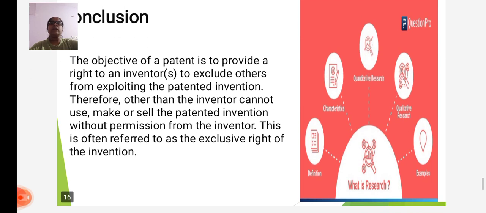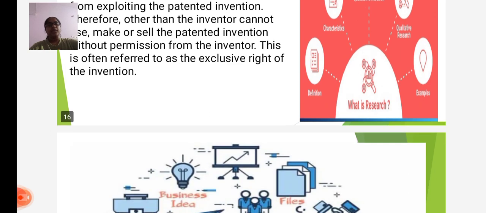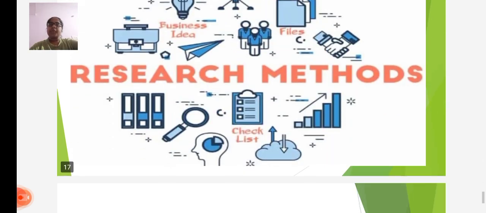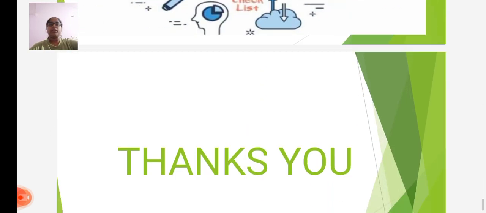Conclusion: the objective of the patent is to provide a right to the inventor to exclude others from exploiting the patented invention. Therefore, anyone other than the inventor cannot use, make, or sell the patented invention without permission from the inventor. This is often referred to as an exclusive right of the invention. So this is about the types of research and patentable items in brief.